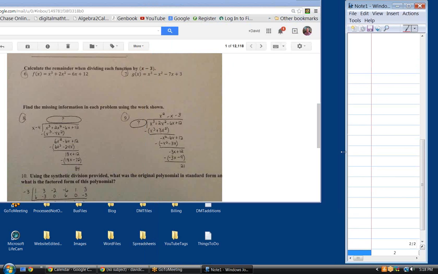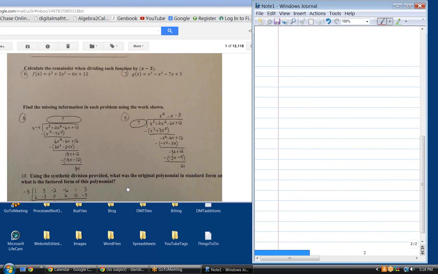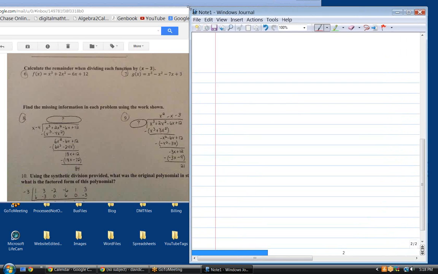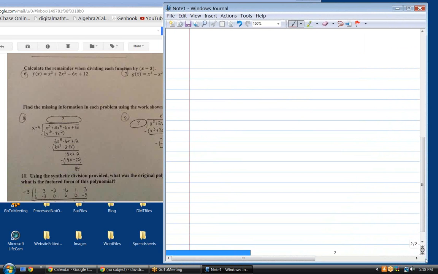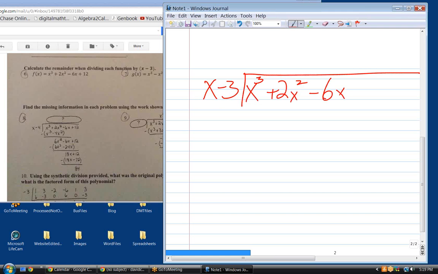You like synthetic division or long division? It looks like we've been doing both, yeah. Let's do long division for these problems. It looks like they want you to do long division, based on number 8 and 9, it looks like 6 and 7. In fact, we can do both. We can do it long division and we can do it by synthetic division. So I'm going to divide x minus 3 into x cubed plus 2x squared minus 6x plus 12.